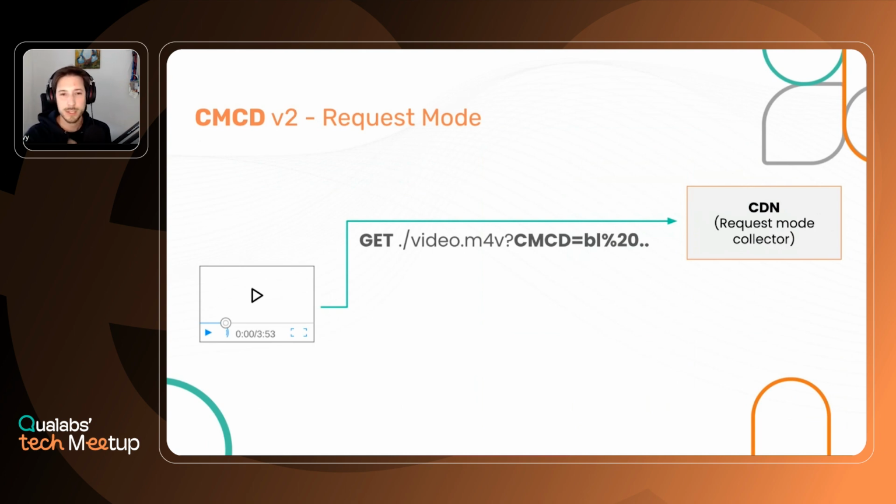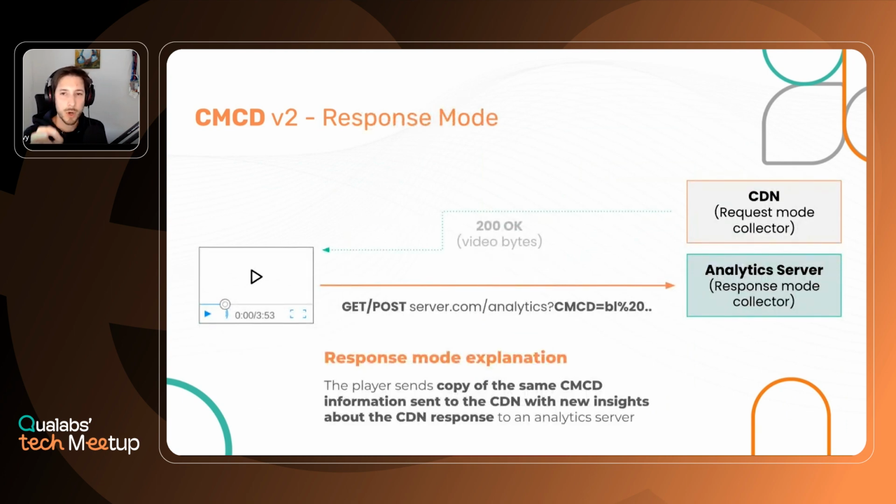The request mode is the same as version 1. Every time the player requests a segment from the CDN, it attaches CMCD information to the request. Then the CDN responds, like, oh, 200 okay, and sends back some video bytes. This is where response mode comes into action. The player will send a copy of the same information it sent to the CDN, plus some new insights now that we have information about what happened with the request. That information is going to be sent to a third-party analytics server. So it's not coupled, it's not going to be sent to the CDN, it's going to another server.